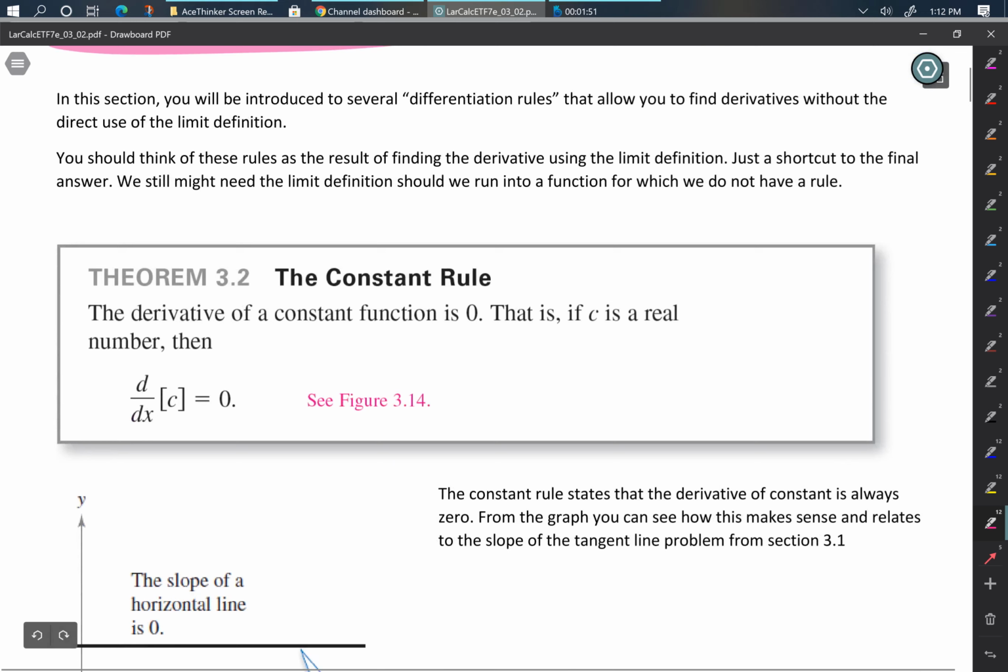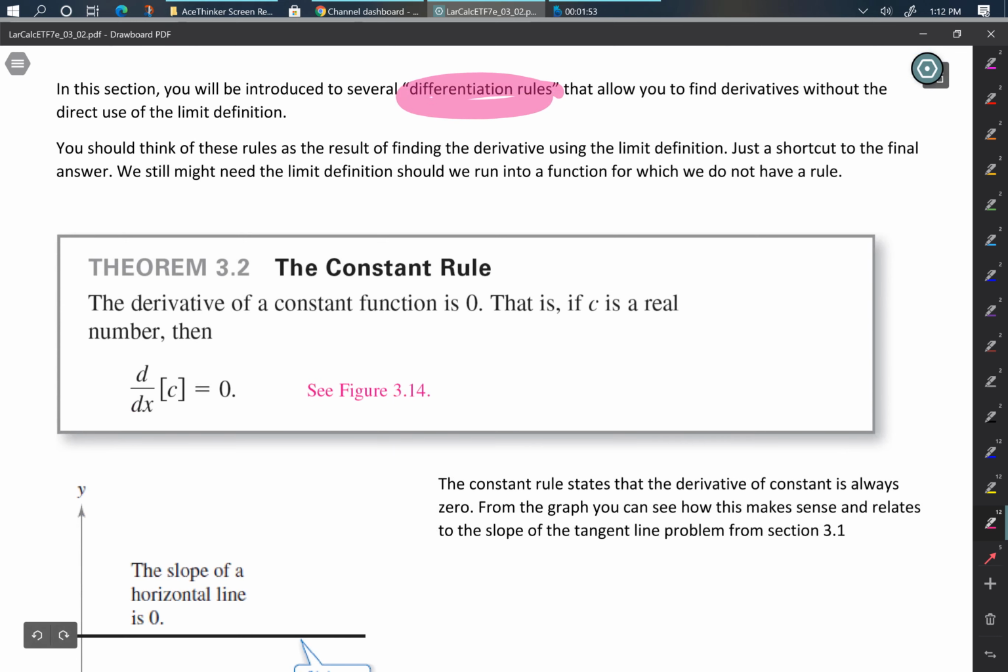Okay? So in this section, we're going to take a look at several differentiation rules, so we don't have to use the limit definition. Now, these are not magic. These are just, hey, we noticed that every single time we did the limit, the following happened. And since every time we did the limit, this happened, that's what we're going to use. We're going to use the shortcut.